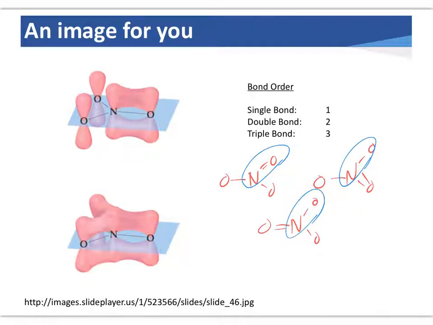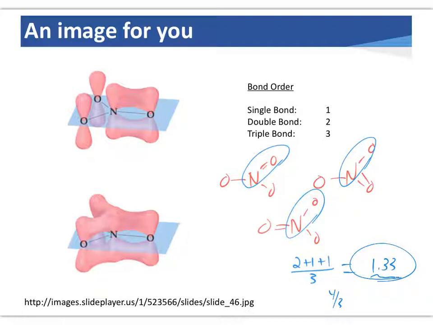If I look at that bond, I have a double bond plus a single bond plus a single bond, and I have 3 resonance structures, 1, 2, 3. So a double bond counts for 2, a single bond counts for 1, and a single bond counts for 1 in 3 structures. That gives me a bond order of 1.33, or 4/3.